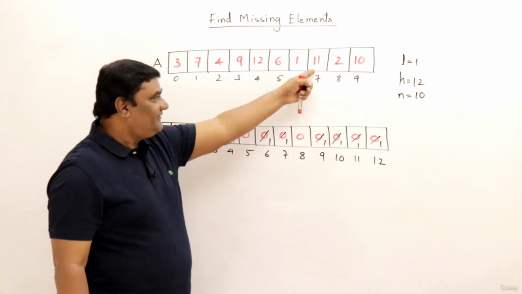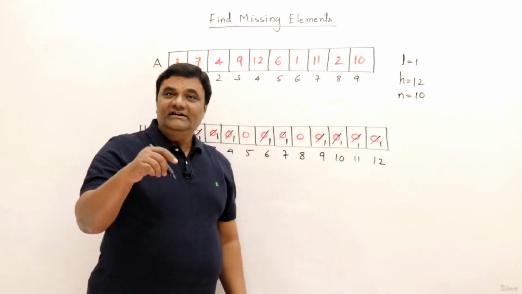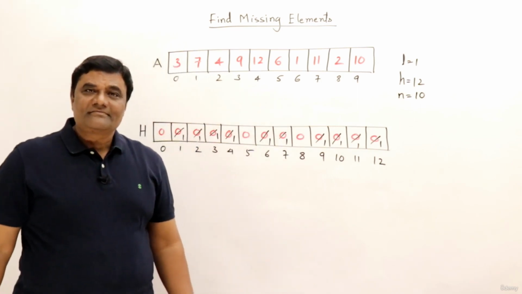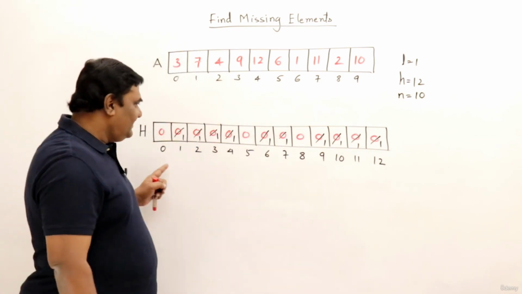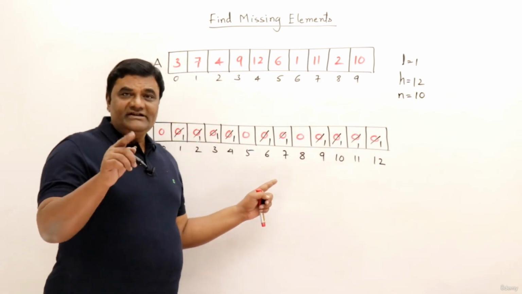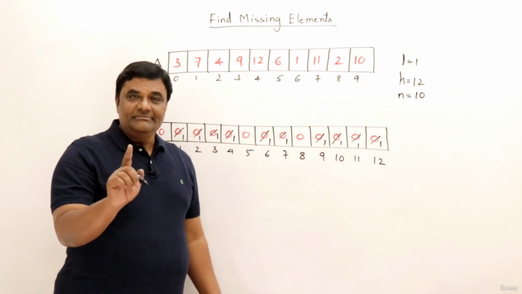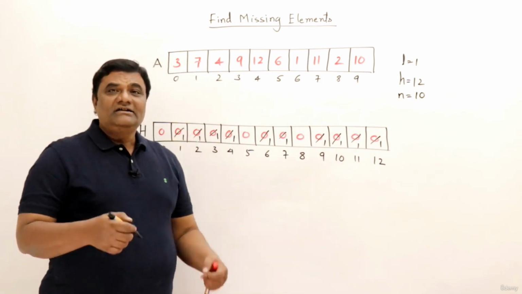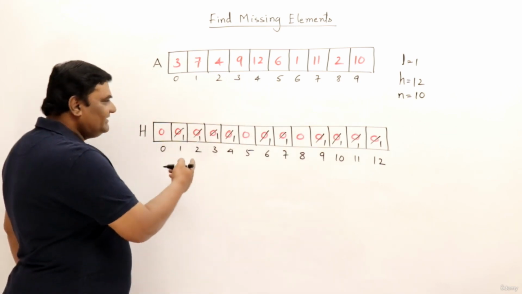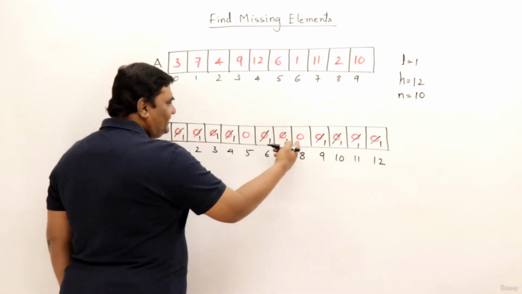So I have scanned through this array, and for that particular element I have gone into the same index. Like for 11, I went into index 11 and incremented that value. So now in this array I have all those locations marked as 1 for the elements that are present in the array, and the missing elements still have zeros.